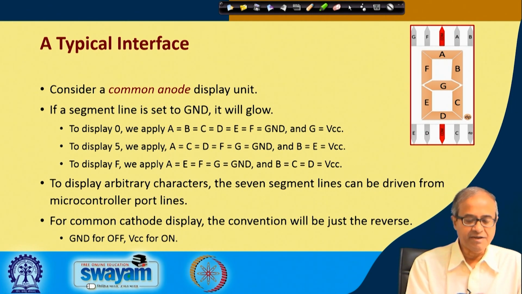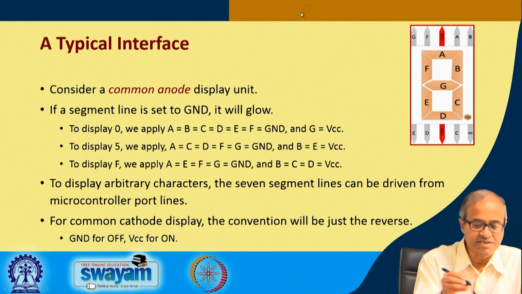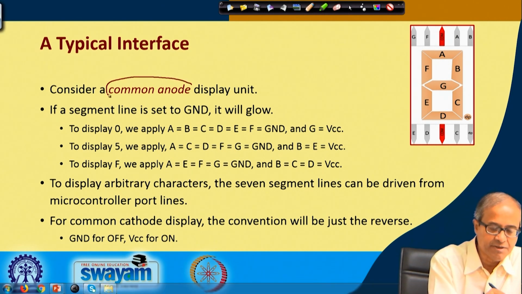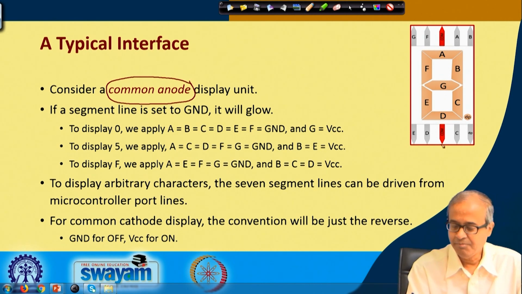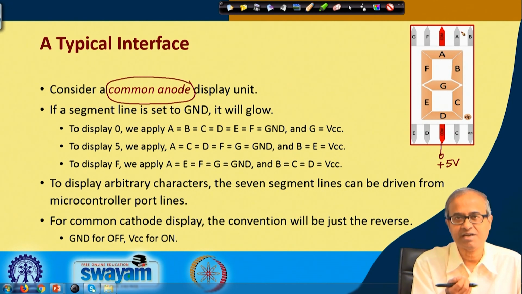Now, a typical interface, like you see, when you have a display unit like this, let us assume that I have a common anode display. Common anode means my common terminal is connected to 5 volts. I have connected 5 volts to it, and to glow a segment, the corresponding segment pin has to be connected to ground, 0 volts. Okay.